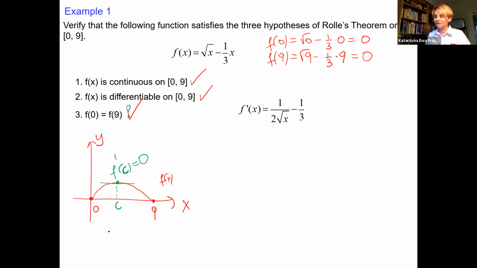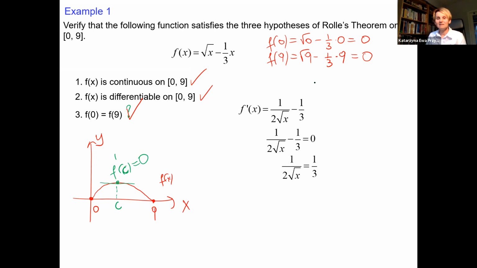Derivative. We need the derivative. The derivative of square root of x is 1 over 2 square root of x. Of course, I am fast with this. And the derivative of 1/3 x is just 1/3. And we have to set this derivative equal to 0. The solution of this equation will be that value C. And actually, I'm interested if we will get a value between 0 and 9, because we know what we're expecting.